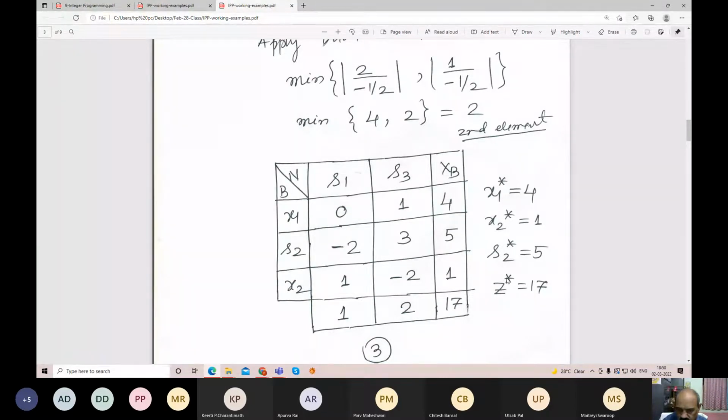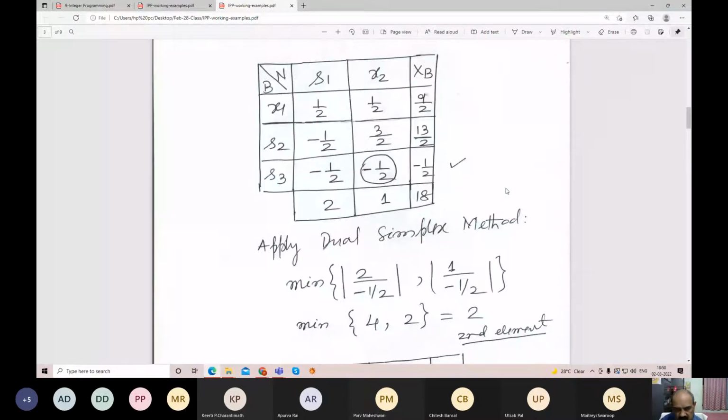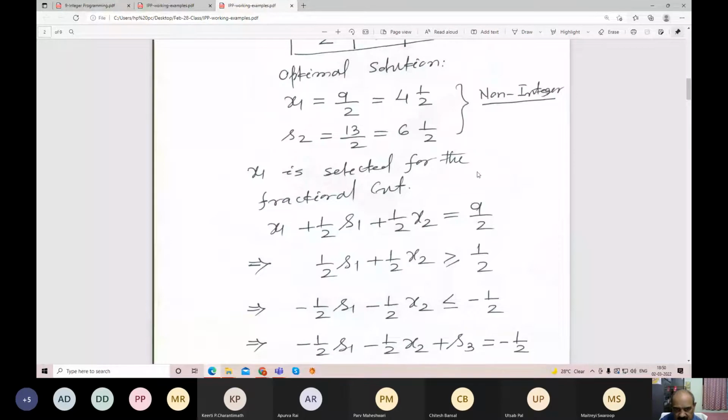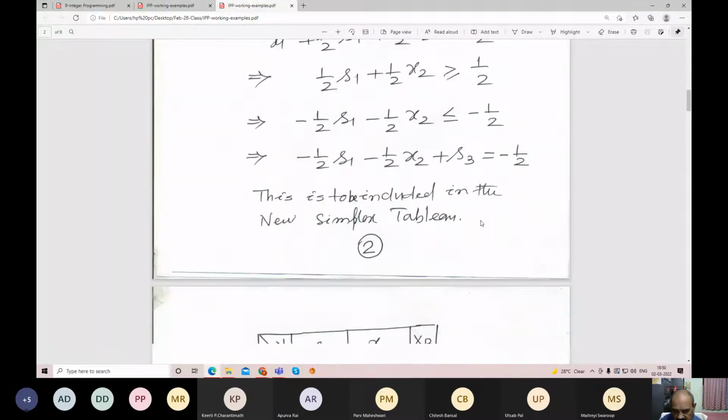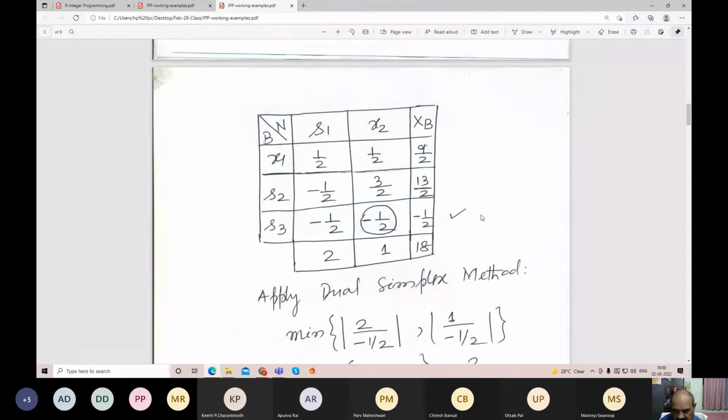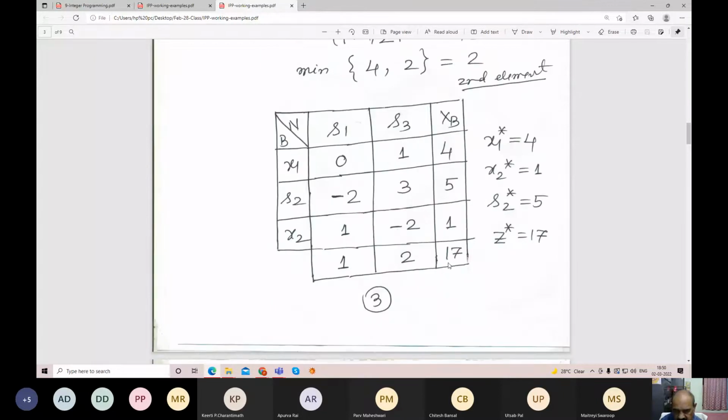So if you fill, you find here x1 equal to 4, x2 equal to 5, s2 equal to 1, and the indicator row is 1, 2, and the last one is 17. For the non-integer case, the optimal solution was, you can see here, 2, 1, 18: x1 is 9 by 2, x2 equal to 13 by 2. But once you are considering integer, and it is a maximization type problem, the value is decreasing. This is coming 17, from 18 it is coming 17.